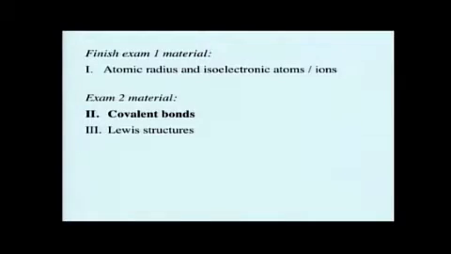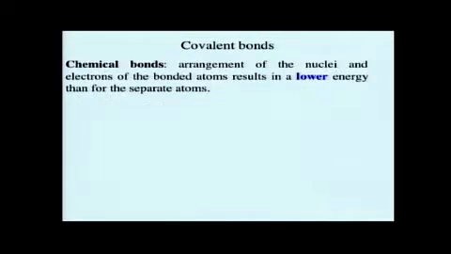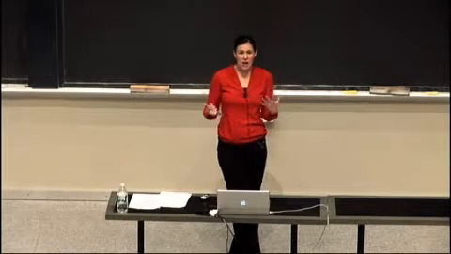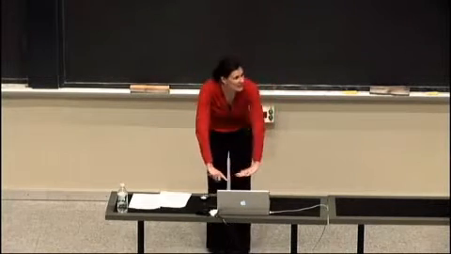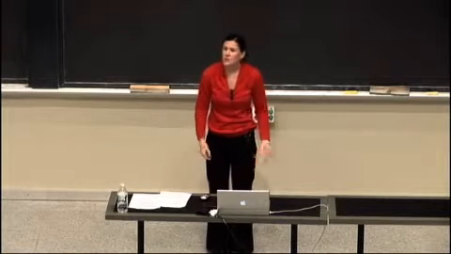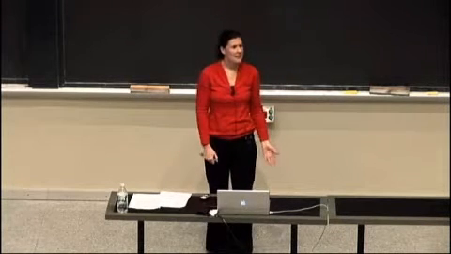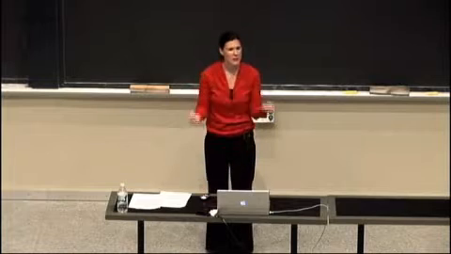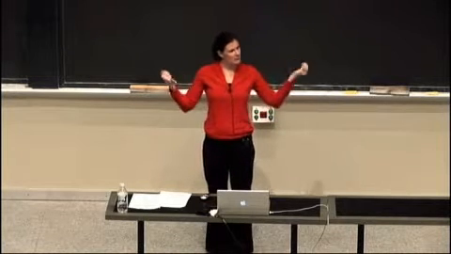So we're going to start with talking about bonding. And anytime we have a chemical bond, basically what we're talking about is having 2 atoms where the arrangement of their nuclei and their electrons are such that the bonded atoms result in a lower energy than for the separate atoms. So we know we always want to have our systems in as low an energy as possible, so it makes sense that a bond would happen anytime we get a lower energy when we combine 2 atoms versus when we keep them separate.